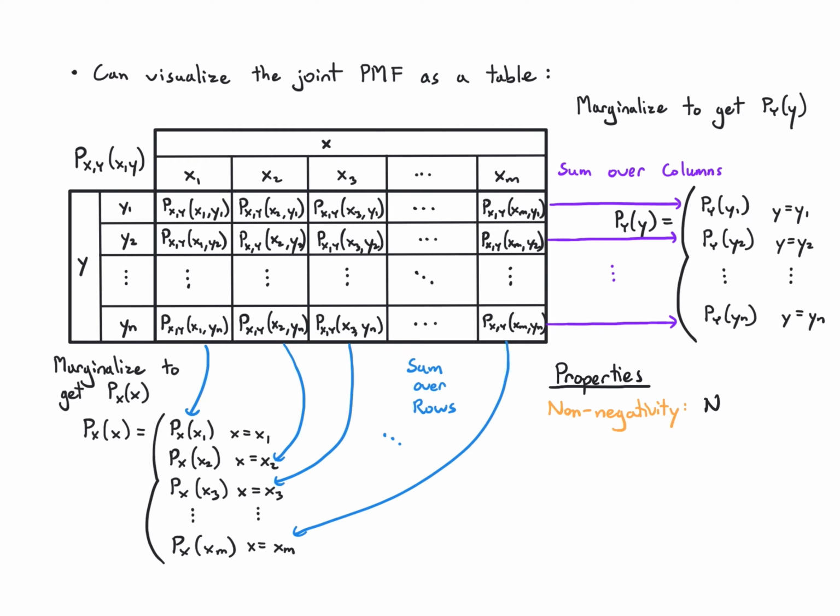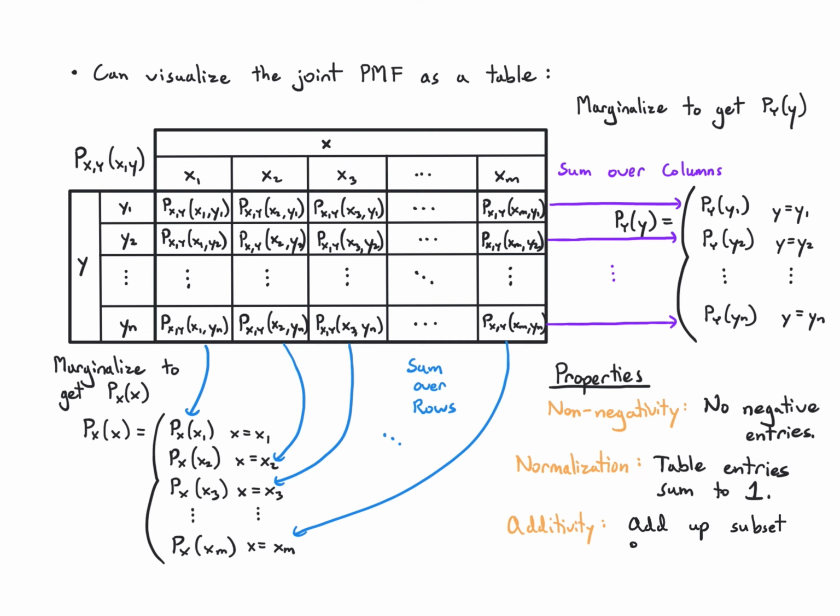The properties of this table are that it can have no negative entries. That's non-negativity. It normalizes, so if I sum up all the table entries, I should get 1. And additivity means I can add up subsets of entries. If I identify the entries I'm interested in and add up those values, that gives me the probability that I could take on those values.